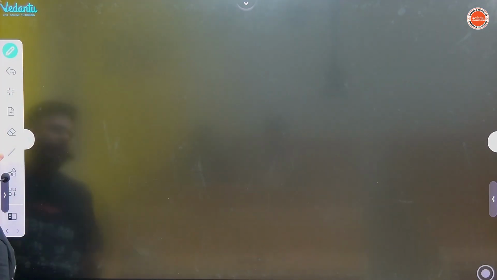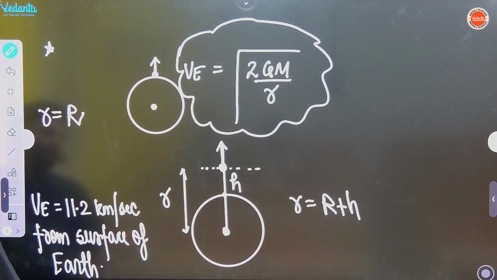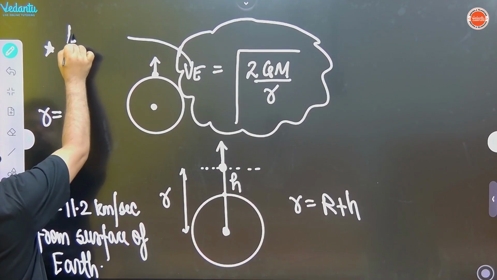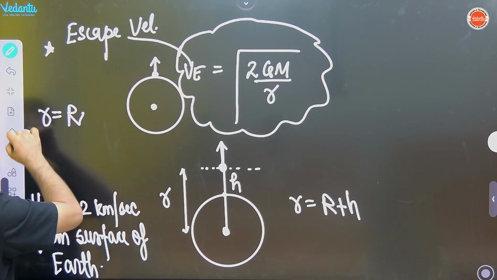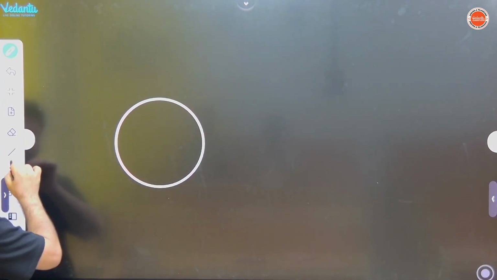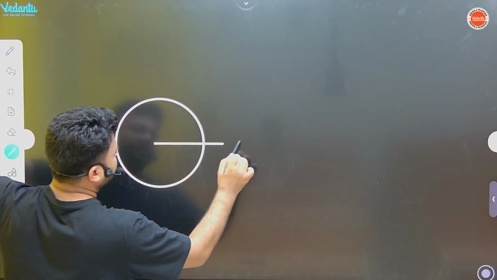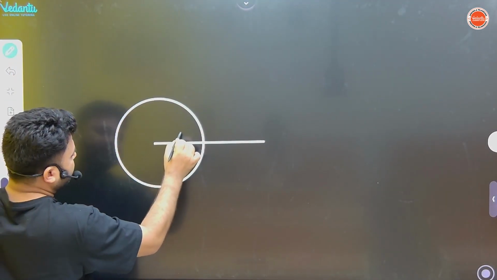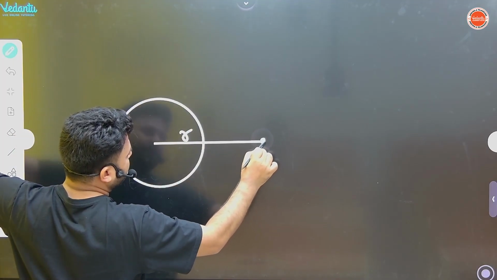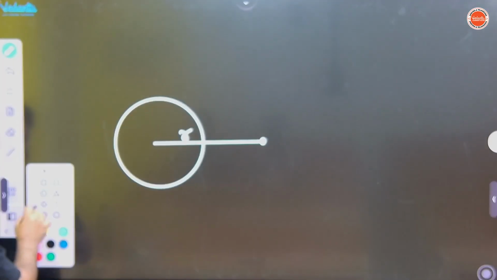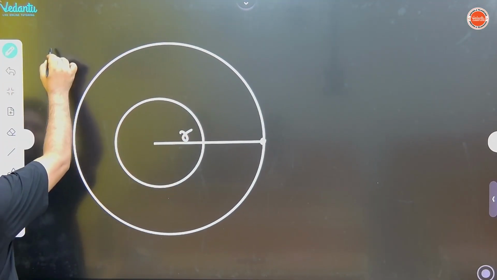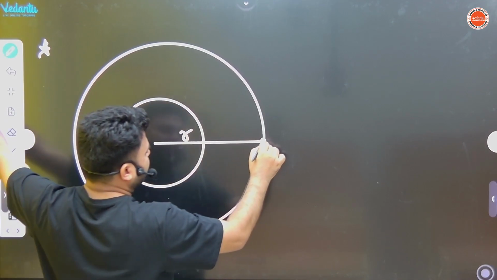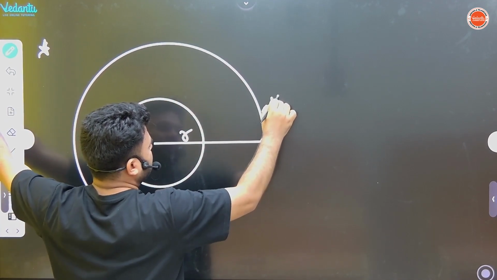Then we have orbital velocity. What was this? Escape velocity. Then we have orbital velocity. Suppose this is Earth, and from the center of the Earth, at a distance small r, there is one satellite which is revolving around the Earth. Then they ask, what is the speed of the satellite? Suppose this is the orbital speed of the satellite.